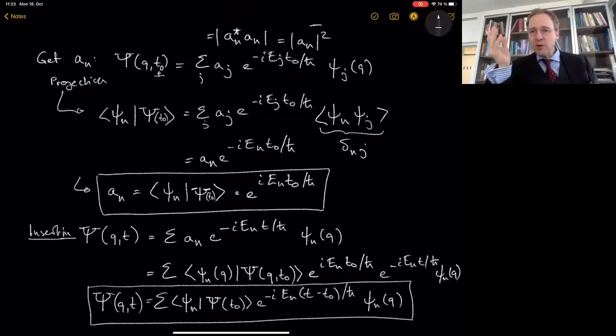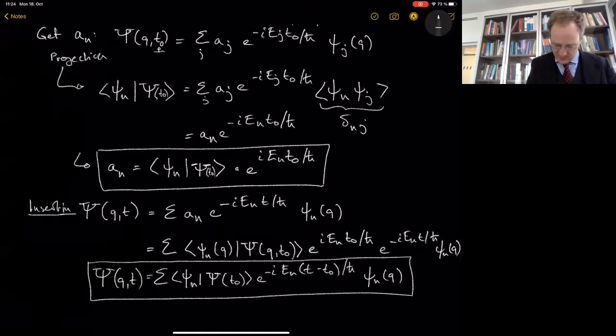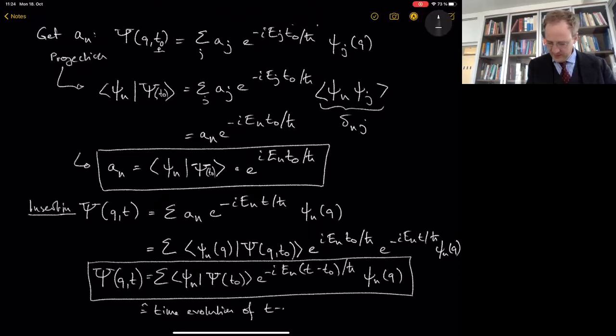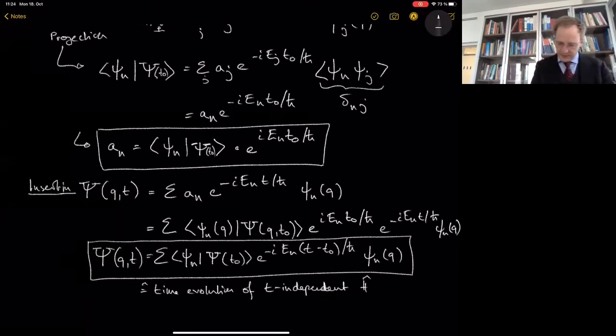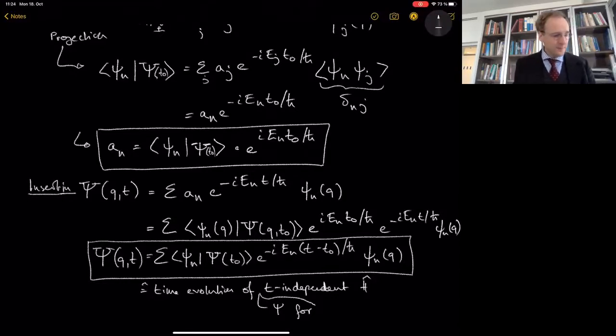So for a system which was time dependent, where you stopped at T0, where your Hamiltonian became time independent, this is how the wave function should be moving around, right? So this is the time evolution of psi for a time independent Hamiltonian. Okay.